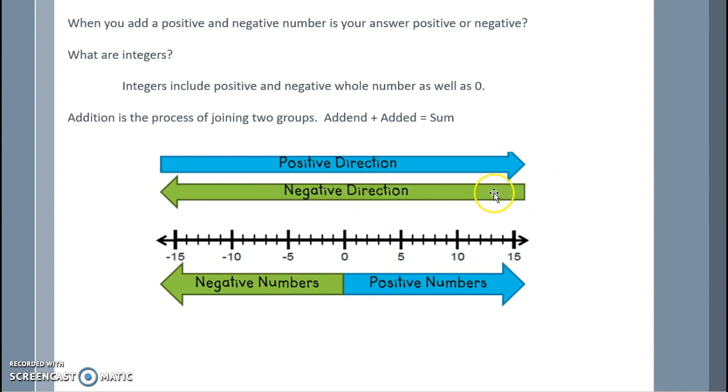But notice that anytime we move left, regardless if we're on the positive or the negative sign, we're moving in the negative direction. And anytime we move right, whether in the positive or the negative side, we're moving in a positive direction.